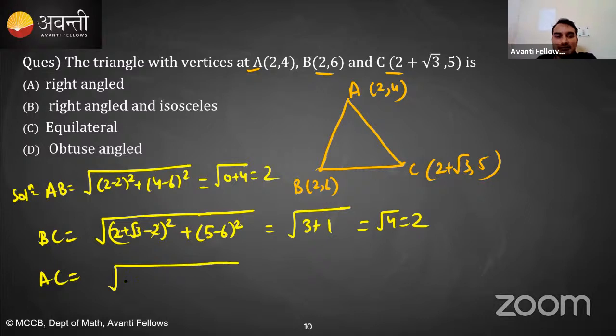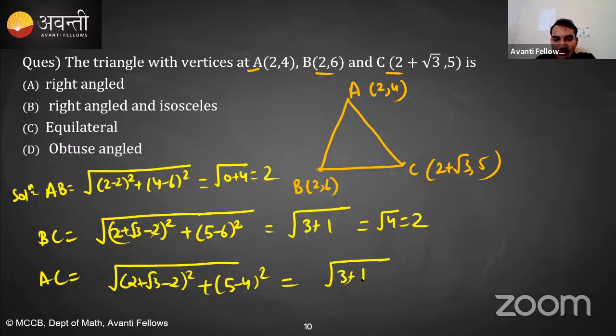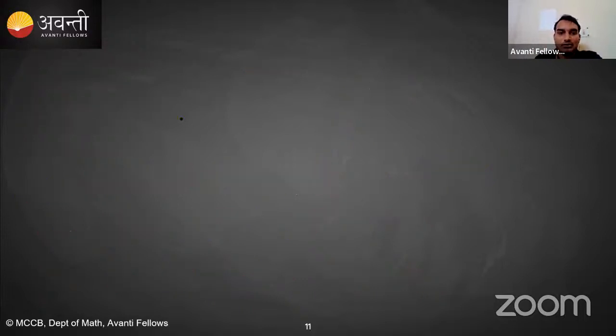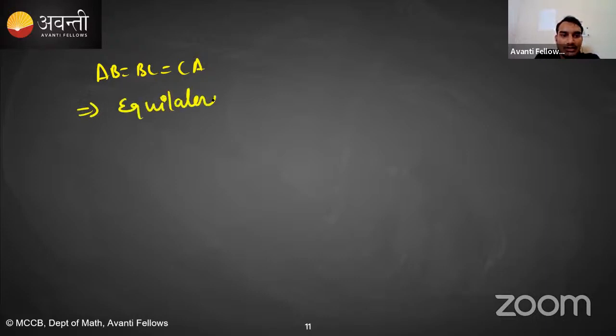AC, again using the distance formula. (2 plus root 3 minus 2) whole square plus (5 minus 4) whole square. Again root 3 square, which is 3, 1 square, which is 1, again 2. So it means AB is equal to BC is equal to CA. Yes or no? It means all sides of the triangle are equal. It implies equilateral triangle. Equilateral triangle, right?